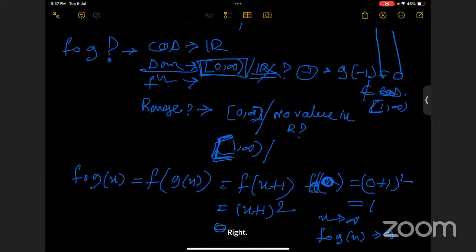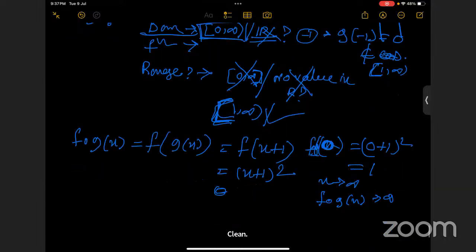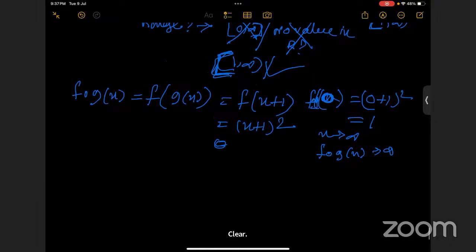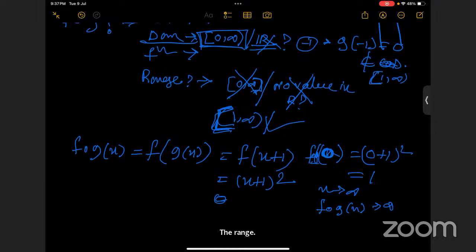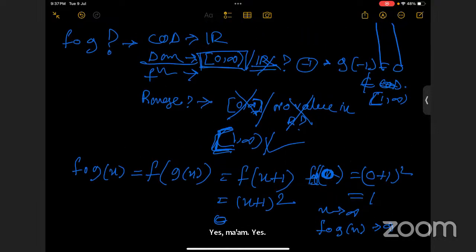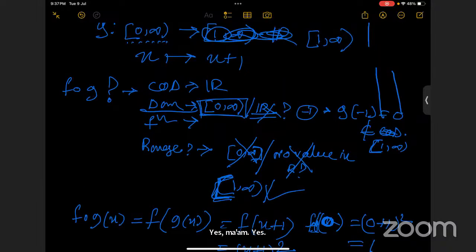Yes, ma'am. So this became our range, not this, not this. Okay? Clear? Yes, clear, ma'am, but the domain has some confusion. Okay, so why are you confused with the domain?